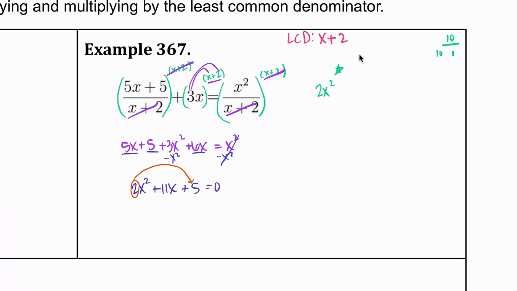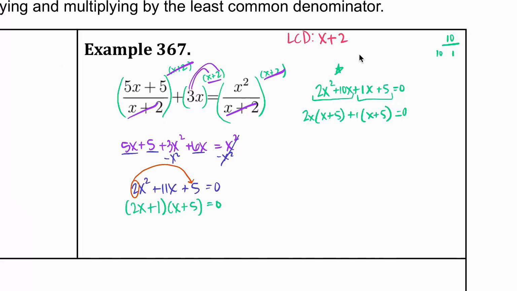So I have 2x squared plus 10x plus 1x plus 5 equals 0. We group it, take out a 2x, we're left with x plus 5. Take out a 1, we're left with x plus 5. So my two factors are going to be 2x plus 1 and x plus 5. All right, so if we solve these, we're going to take each one, set it equal to 0. So we get x equals negative 1/2 if we solve that, and x equals negative 5. So those are my two solutions.